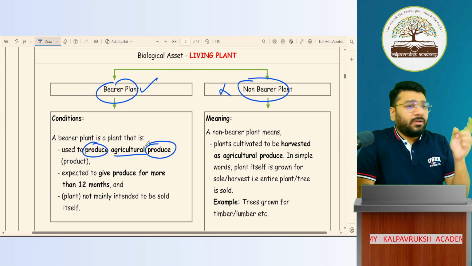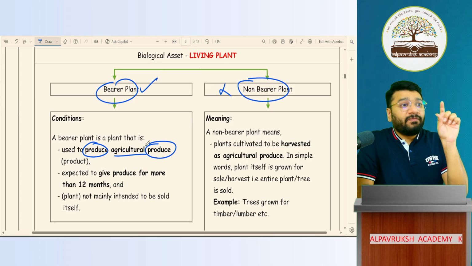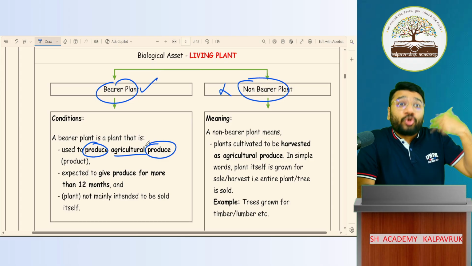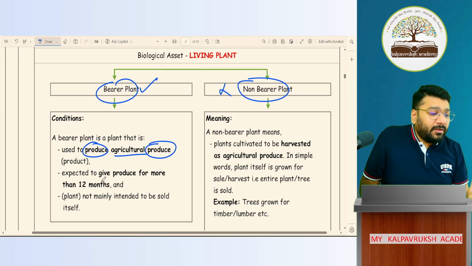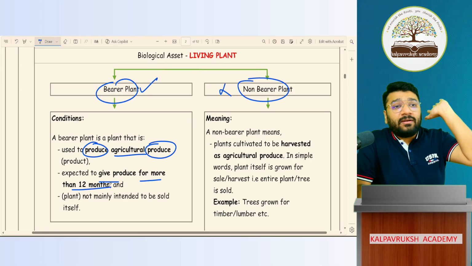Got it, not got it? Only the produce. Which produce? Agriculture produce. The plant itself is not a produce. The plant should produce agriculture product. Got it, not got it? Okay. And this production should happen continuously for more than 12 months.